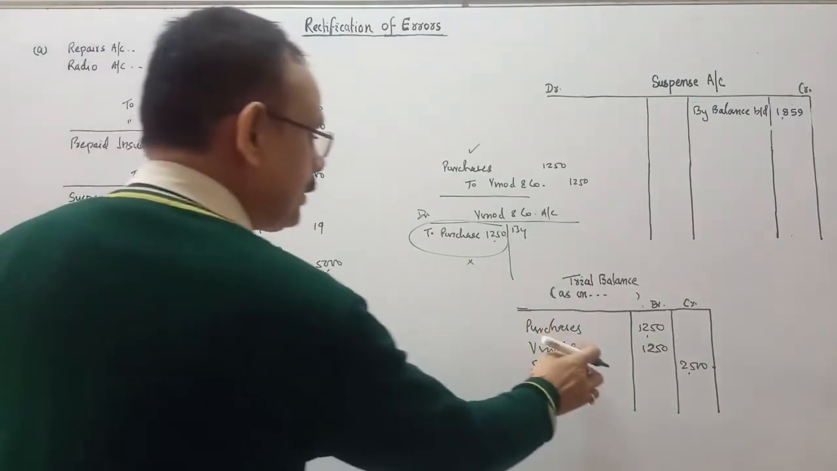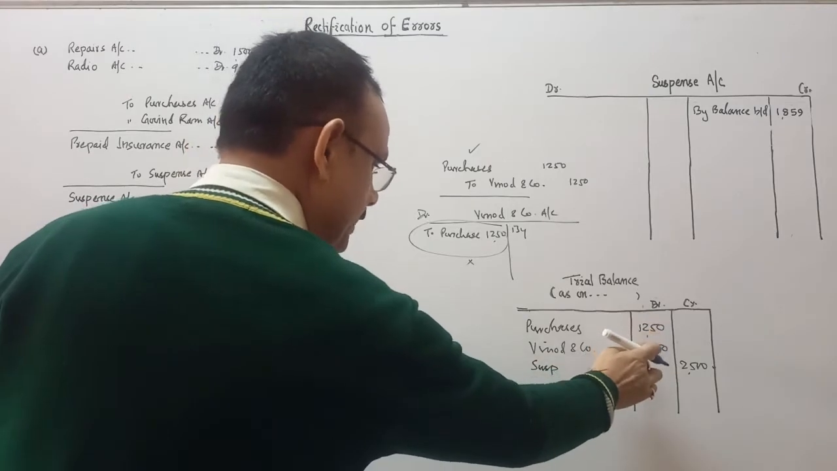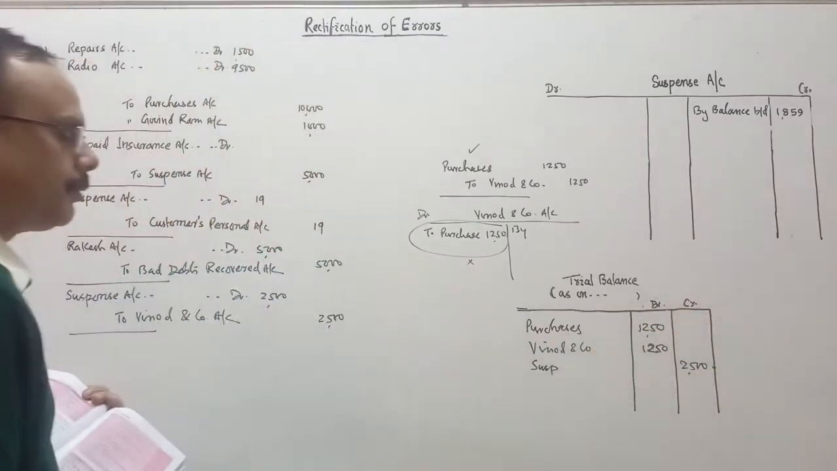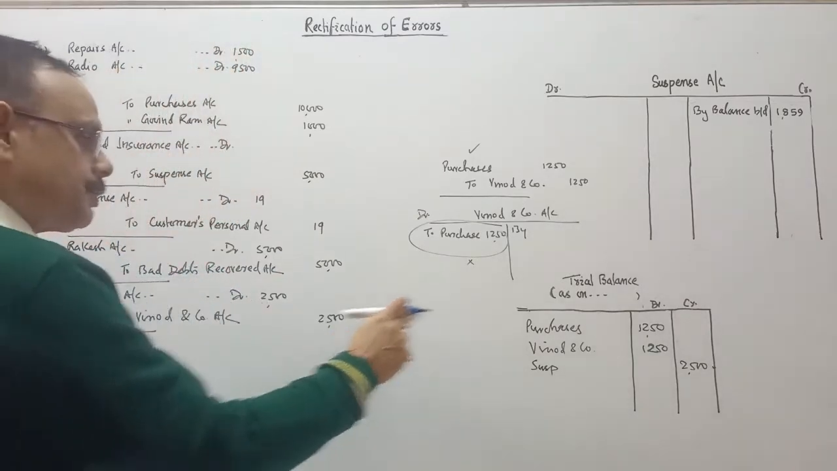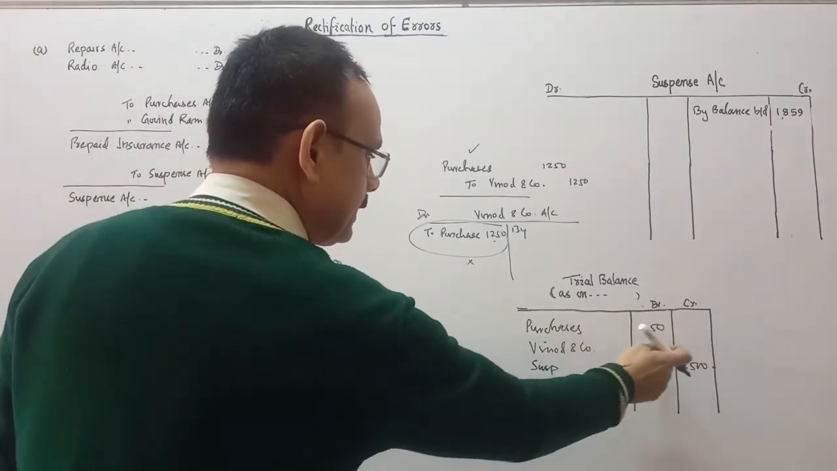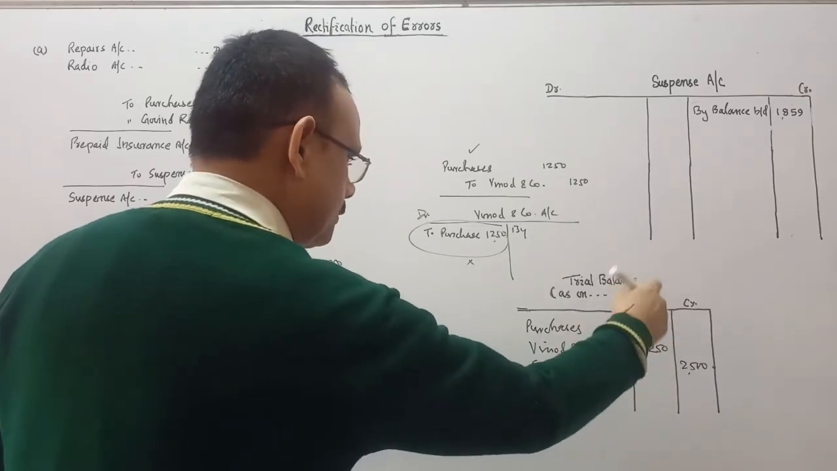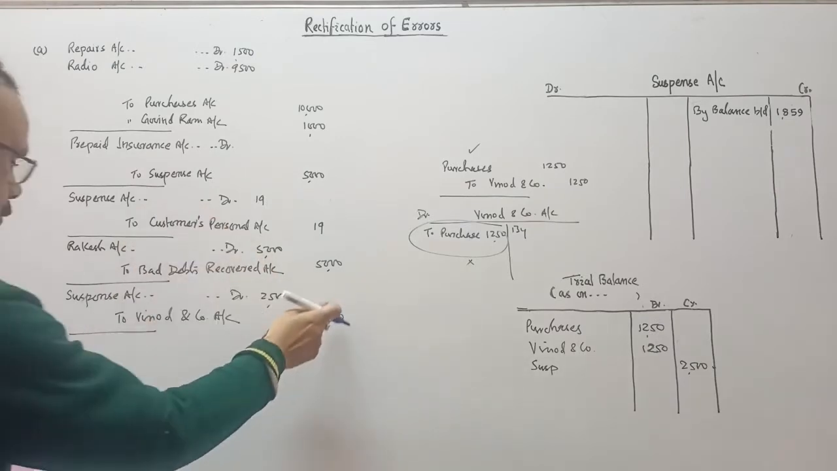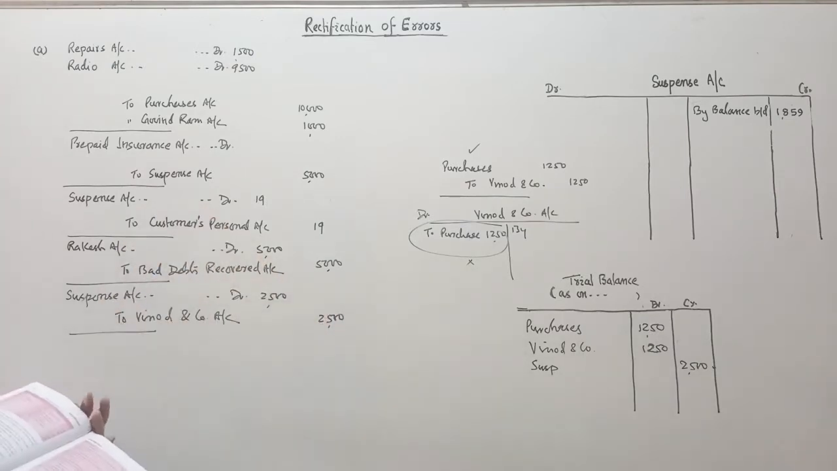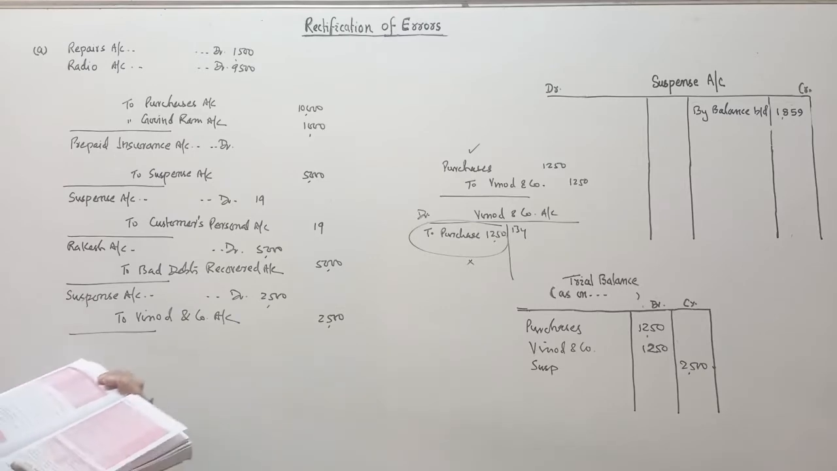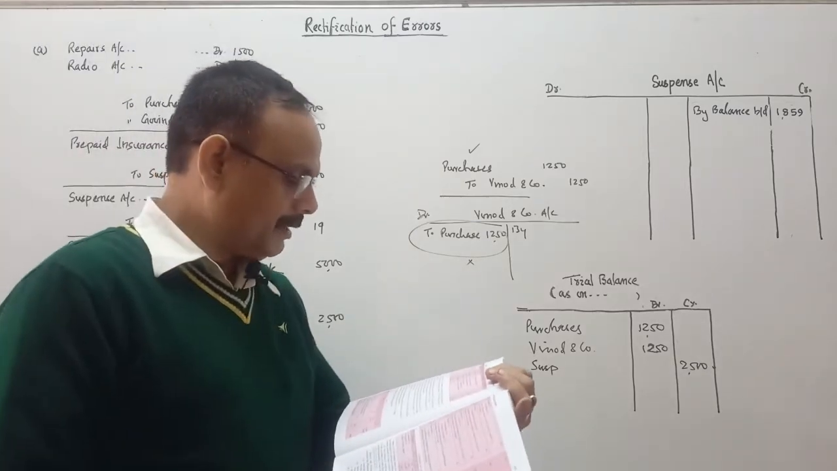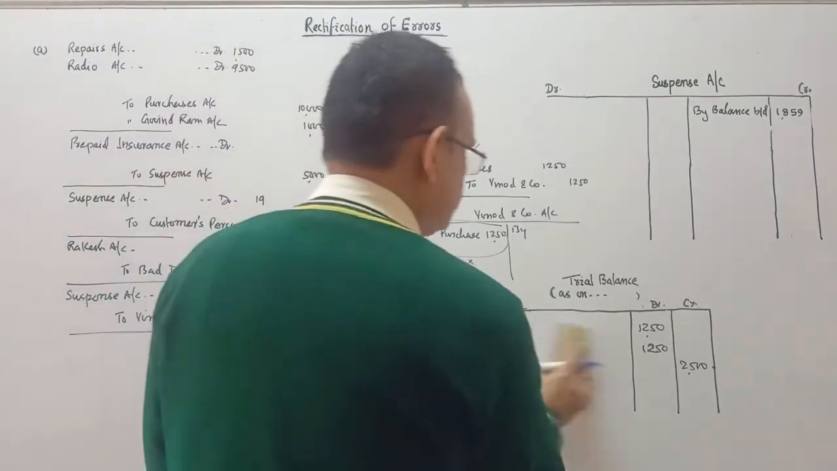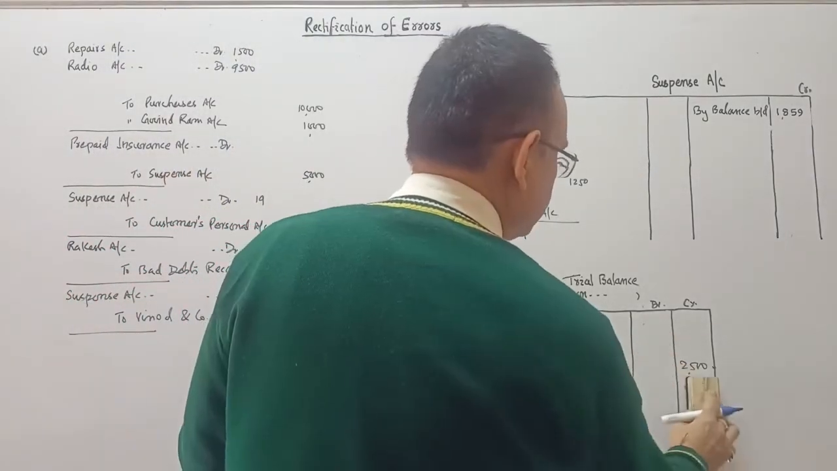So Binod and Company, which is wrongly debited instead of credit. To rectify this account, what we'll do, 1250 if you write in the credit side, then this will be cancelled and we have to add 1250 in the credit side. So total 2500 will be credited in Binod and Company account. Next error is furniture amounting to rupees 6500. You see the next error.